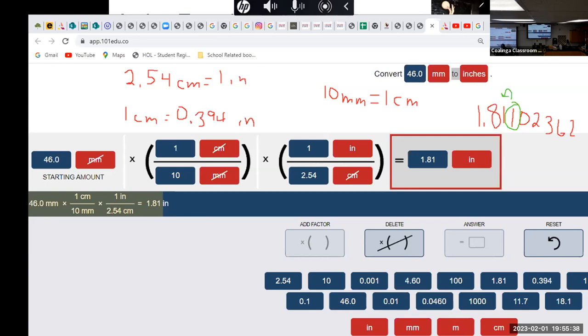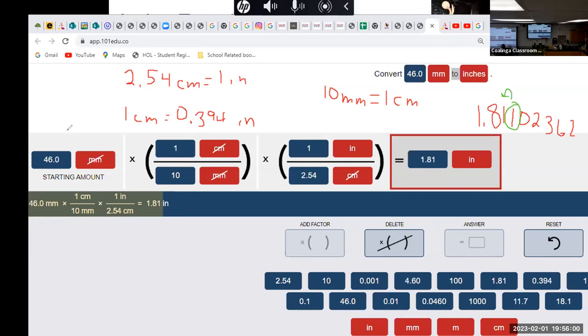Okay. Yes. I don't really know how to explain it. I'm confused on how you know what conversion to look for. Like how it went from centimeters to inches, centimeters to inches, and then millimeters to centimeters.